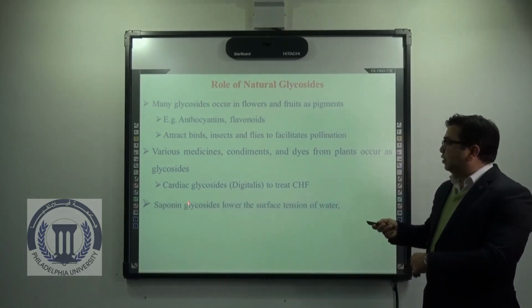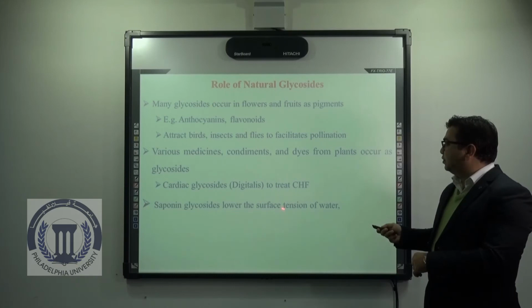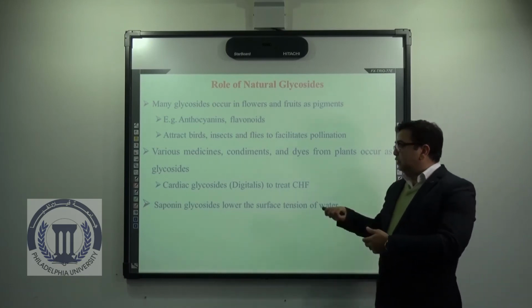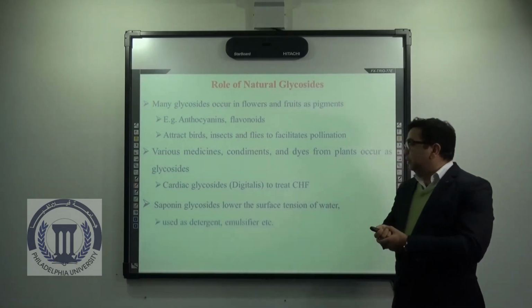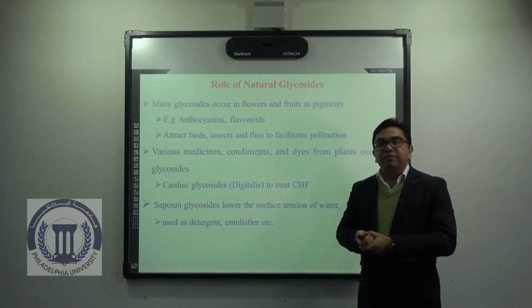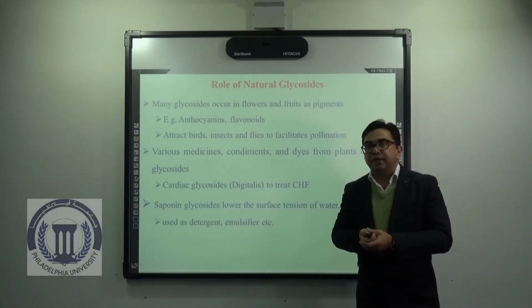Another example is saponin glycoside, which has the ability to lower the surface tension of water, and thus saponin glycosides are also used as detergent, emulsifier and various other purposes in industry.